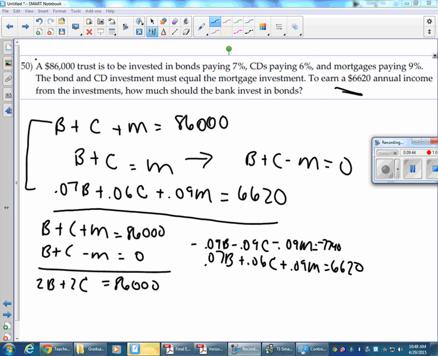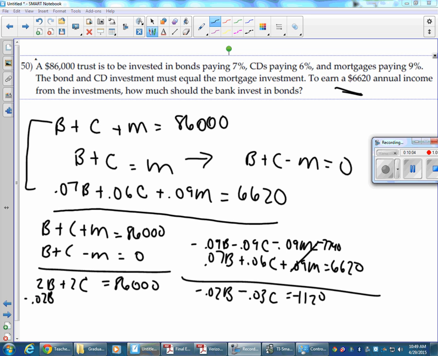Add these two lines together. Get negative 0.02b minus 0.03c. The m's cancel. Negative 7740 plus 6620 is negative 1120. Negative 1120. So line these up. And now I need to cancel out the C, and then I've got the answer to my question.